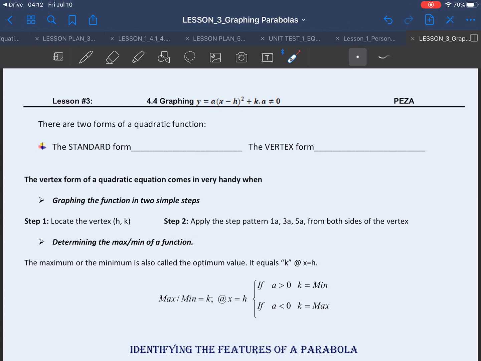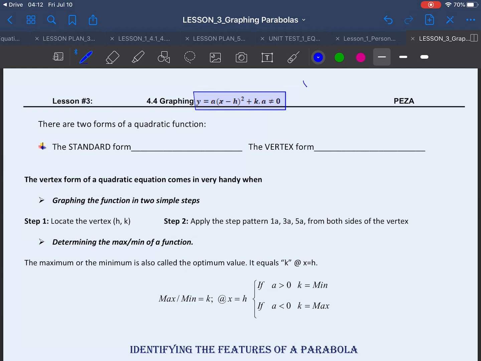Hello everyone. In today's lesson, we are going to talk about graphing a quadratic relation of the form y equals a(x minus h) squared plus k, where obviously a has to be different than 0. And we know why we want this to be different than 0, because if a is 0, this will disappear and it makes the equation simply linear, y equals k.